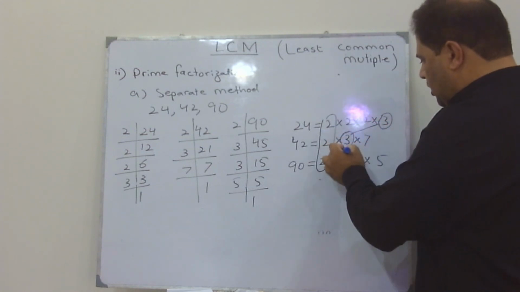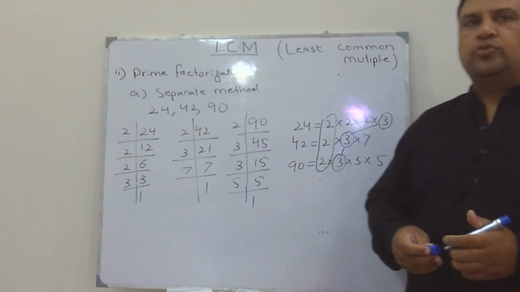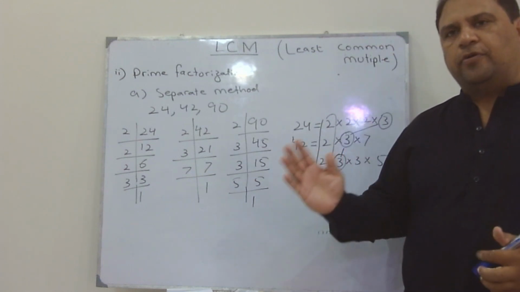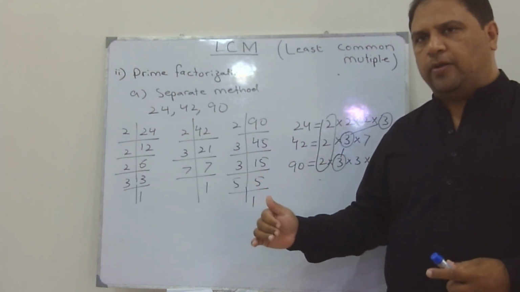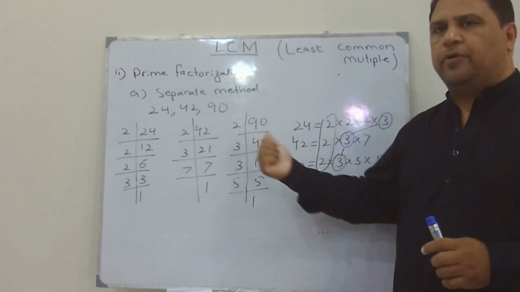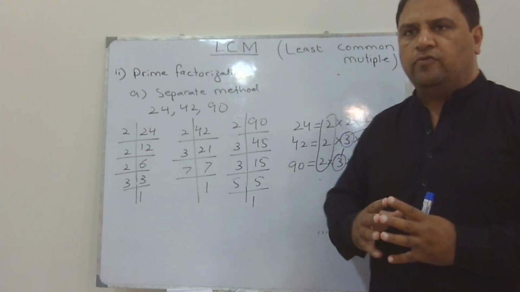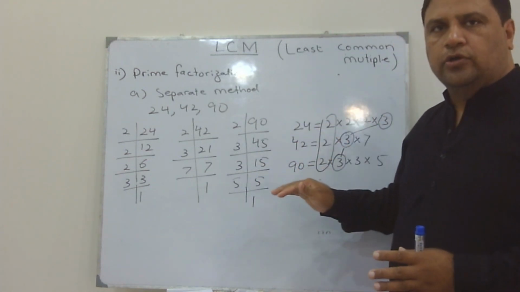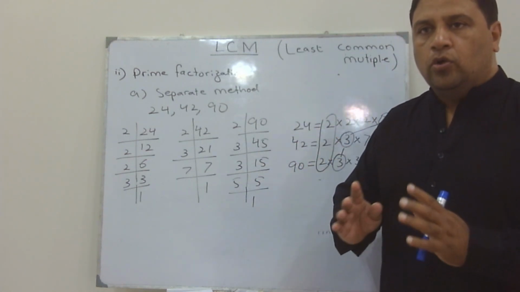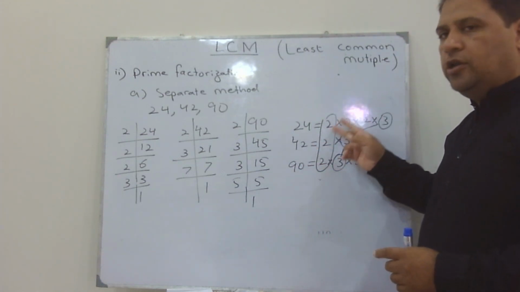2 and 3 are the common factors. First we separate the common factors, then we separate the non-common factors, and finally we multiply them. One important thing to note for the separate method: in HCF only that number is common which is present in all the three values, but in LCM that number is also common which is present in two values out of three.